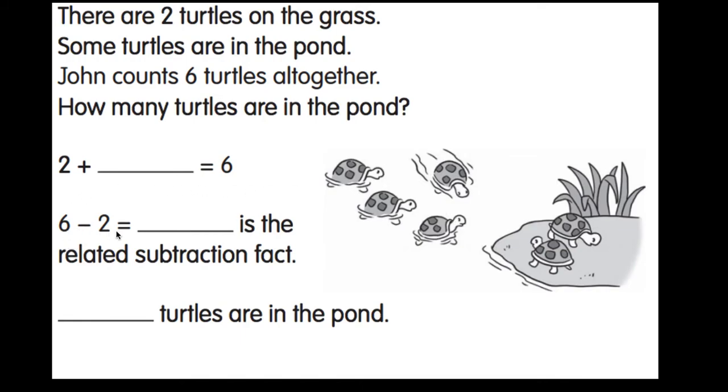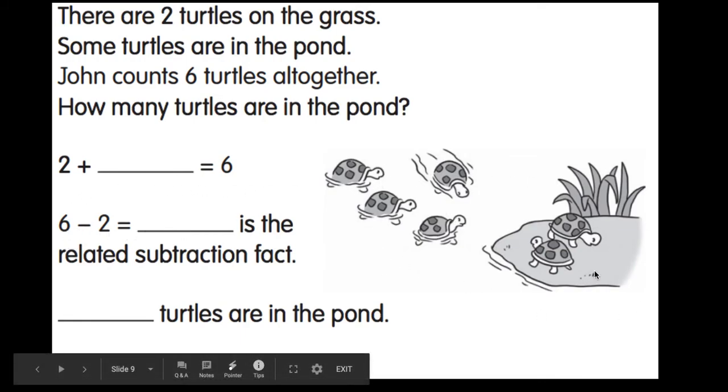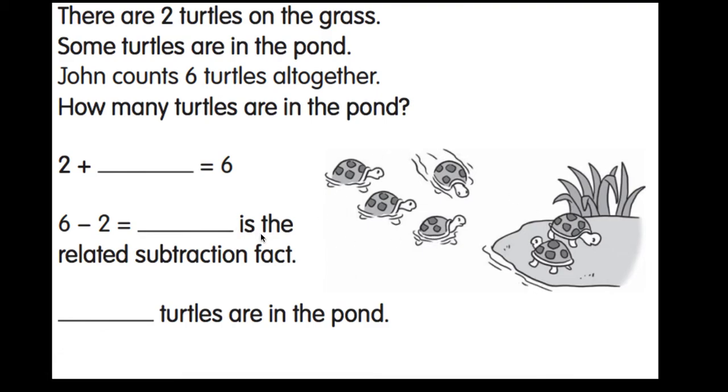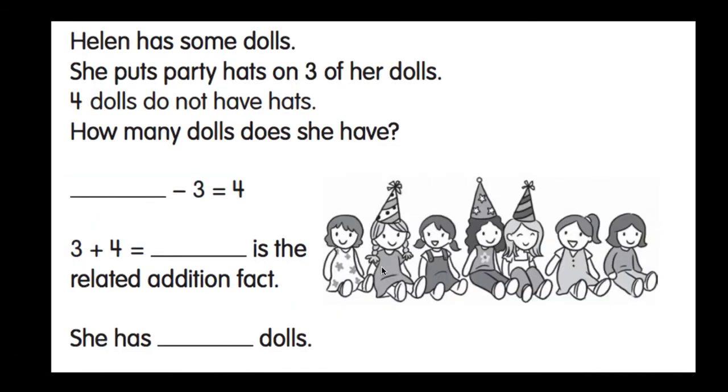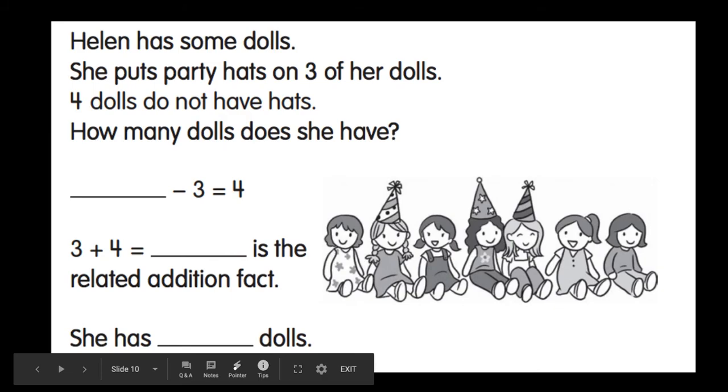So then it says 6 take away 2. So if we had all of these and then we just took these guys away, how many are left? So 4. So 6 minus 2 equals 4 is a related subtraction fact. Turtles are in the pond. How many are in the pond? We figured out that 4 are. So try to do this one by yourself.